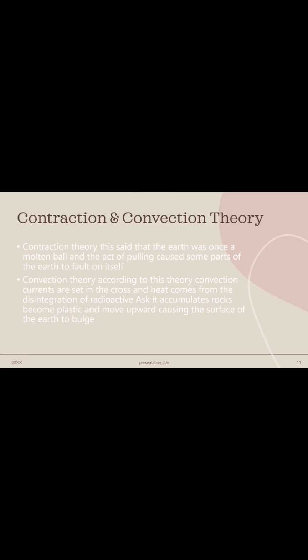The convection theory: convection within the Earth's mantle pushes the plates. Convection is the movement of a fluid caused by difference in temperature. According to this theory, convection currents are set in the crust, and heat comes from the disintegration of radioactive elements. As heat accumulates, rocks become plastic and move upward, causing the surface of the Earth to bulge.